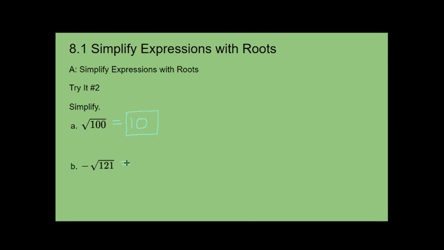Now we have a negative. We're taking the negative, so we can just go ahead and plug the negative in over there. And then what number times itself is equal to 121? This one was in the times tables that you memorized, and that answer is 11. 11 times 11 is 121. So this negative square root of 121 is negative 11. Check your answers and make sure you understand why we got the answers that we got.